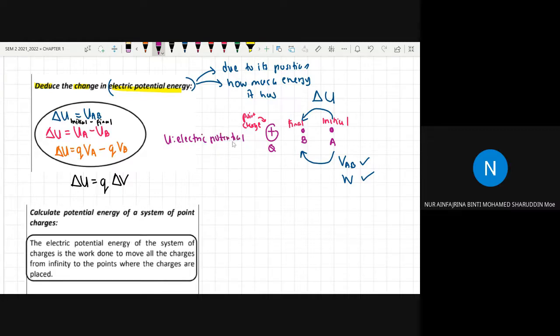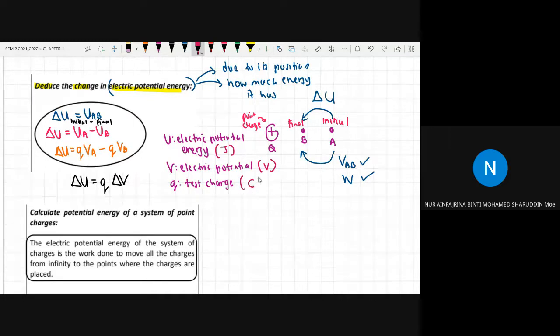Okay, kalau energy apakah unit dia? What is the unit? Dan V adalah electric potential. What is the unit? Joule. Joule, very good. Dan Q adalah test charge. So dekat sini dia akan jadi Joule, unit dia, electric potential adalah volt dan test charge adalah coulomb. Alright. So far so good, or do you have any question? Okay, korang boleh salin. Okay.